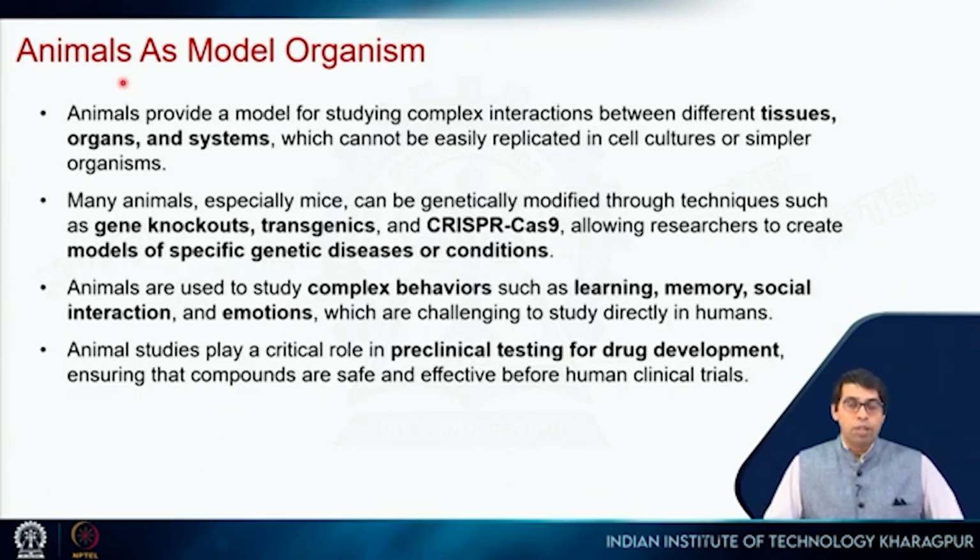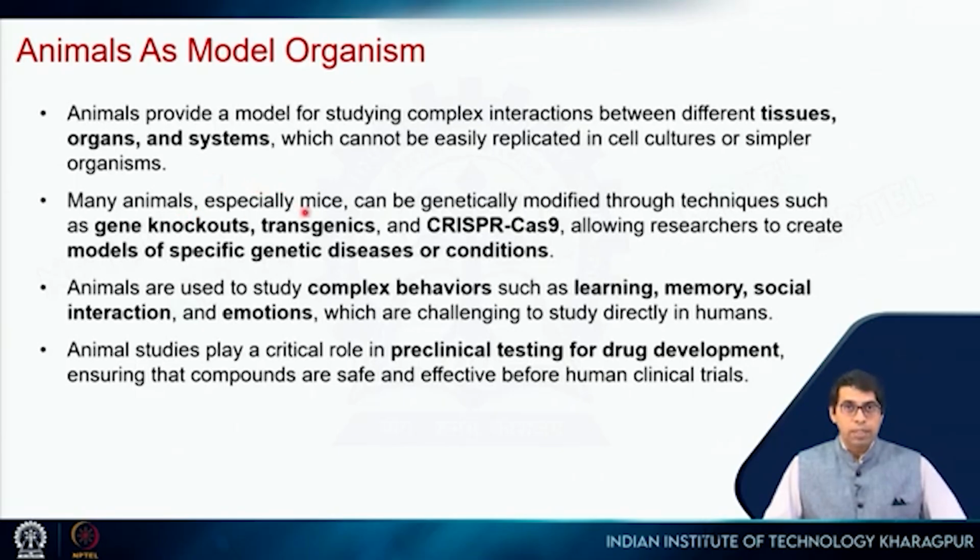Now, animals as model organisms. So we have looked at single unicellular organisms, we have looked at prokaryotes, we have looked at eukaryotes. Now, animals as a model organism. So once you have done your experiments in the cellular environment and you find interesting results, now you may move on to animal models. So animal models provide a system for studying complex interactions between different tissues, organs and systems, which cannot be easily replicated in cell cultures or simpler organisms like yeast.